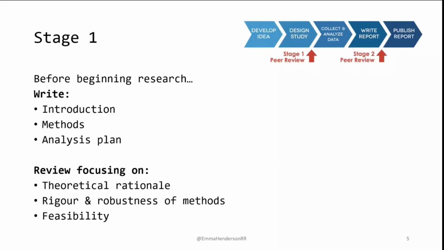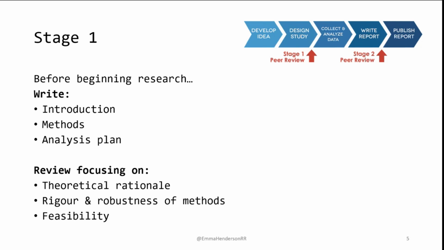Registered reports are called a stage 1 and a stage 2 registered report. The stage 1, you write before you've begun your research. For a stage 1 registered report, you would write your introduction, your method, and your analysis plan. You're writing them in full as they will be in the final paper, so it's not like pre-registration where you're creating a different document. This is your actual introduction, your actual method, and then your analysis plan. You then submit that stage 1 registered report to a journal that accepts registered reports.